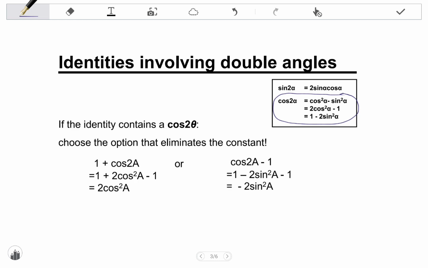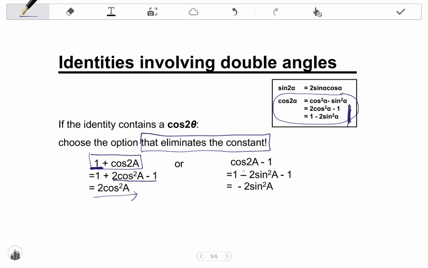If the identity contains a cos double angle, choose the option that eliminates the constant. So if, for example, you had 1 plus cos double angle in your identity, you would choose the option that would get rid of this 1. So you would choose the option that would have a minus 1. That means we would use the 2 cos a all squared minus 1 option. That means the 1 minus 1 eliminates the constant and we are left with a simplified form.